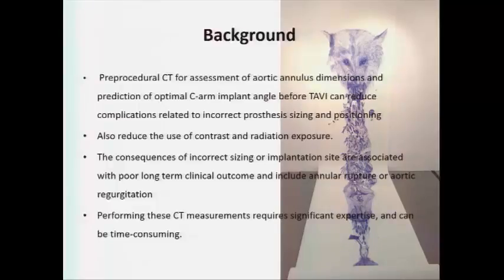So anyway, I'm talking about pre-procedural CT assessment of aortic annulus dimensions, and actually dealt mainly with prediction of optimal C-arm implant angle before TAVI, which can reduce complications related to incorrect prosthesis sizing and positioning. It can also reduce the use of contrast and radiation exposure, and it's known that consequences of incorrect sizing or implantation sites are associated with poor long-term outcome and include annular rupture or aortic regurgitation.